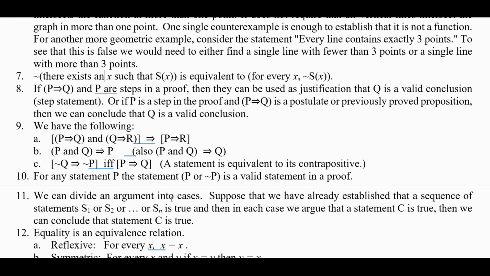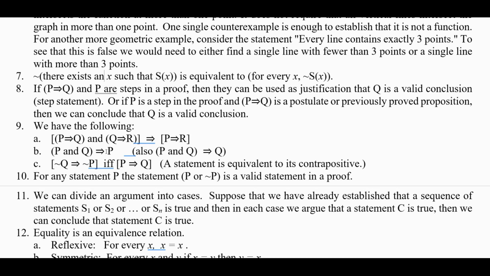Here are some other things here. P implies Q and Q implies R is going to imply that P implies R. This is a transitivity property, right? Knowing P makes Q true, knowing Q makes R true, that means knowing P makes R happen.